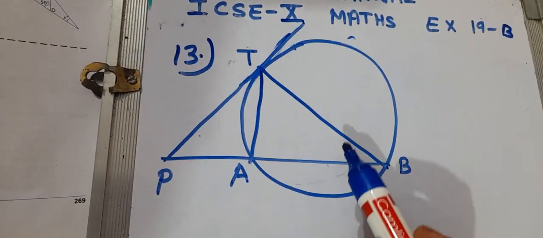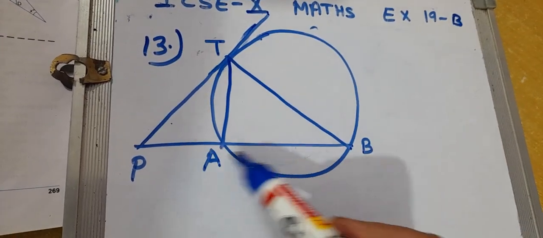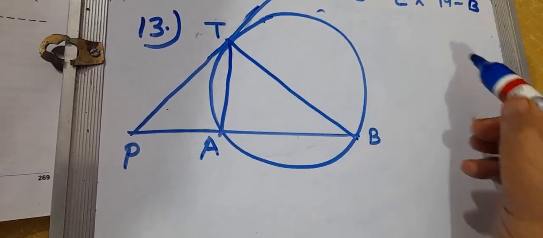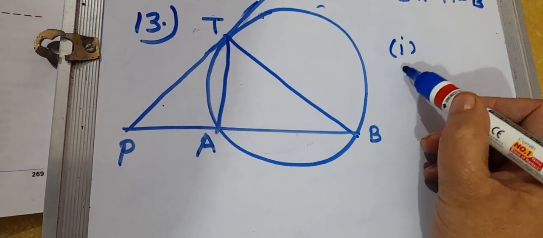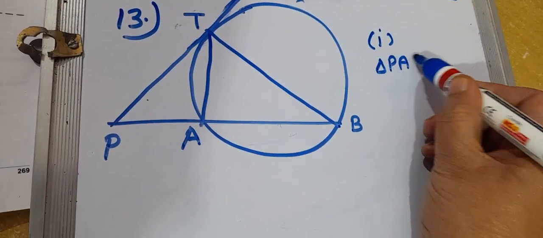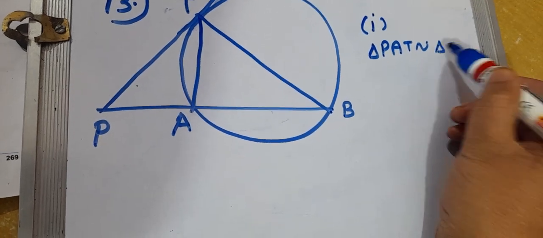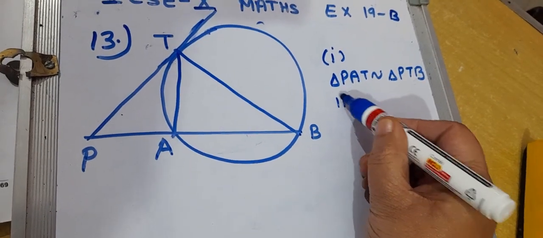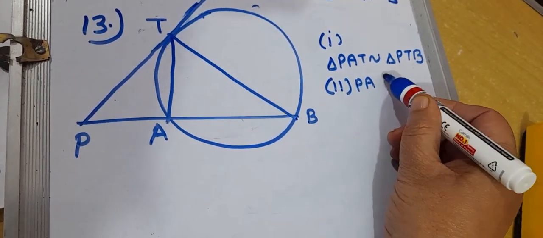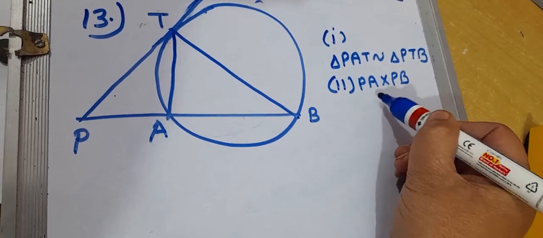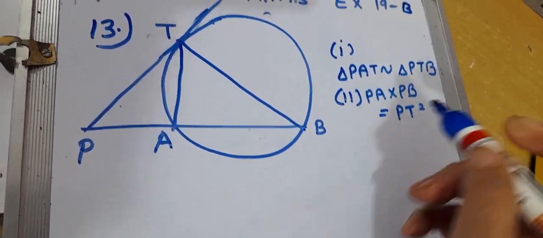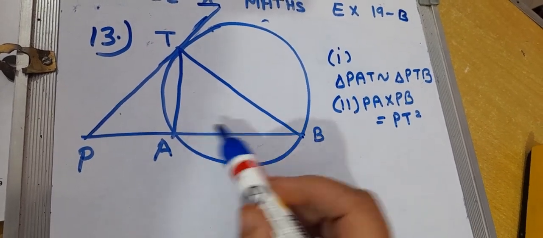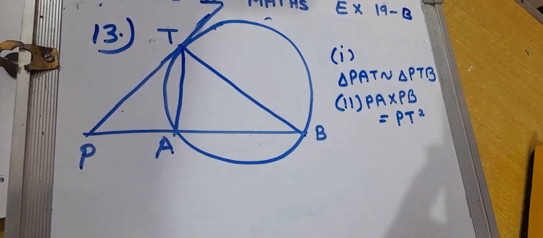Question number 13. In the given figure, PAB is the secant and PT is the tangent at point T. We have to prove, number 1, triangle PAT is similar to triangle PTB. And second, we have to prove PA into PB equals PT square. Means we have to prove that the product of the segments of the chord AB is equal to the square of the tangent. This we have to prove.